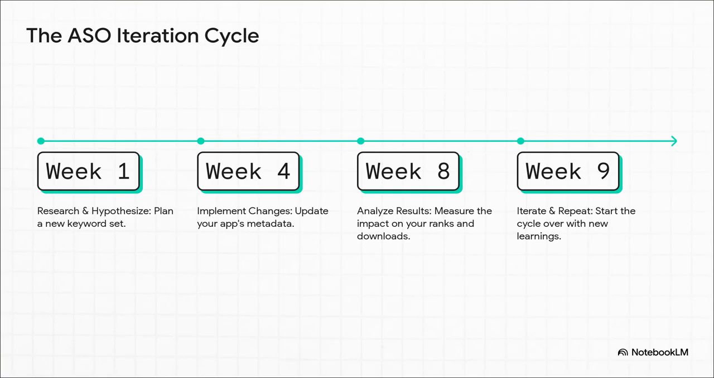The developers who are really crushing it, they live by this cycle. It's a constant loop. You start by researching and coming up with a new set of keywords you think will work better. A few weeks later, you push those changes live. Then comes the tough part. You wait. You got to give it 4, maybe 6 weeks for the data to come in. Then you analyze the heck out of it. See what moved the needle. And guess what? You start the whole process over again. It's a grind for sure, but it's how you stay on top.